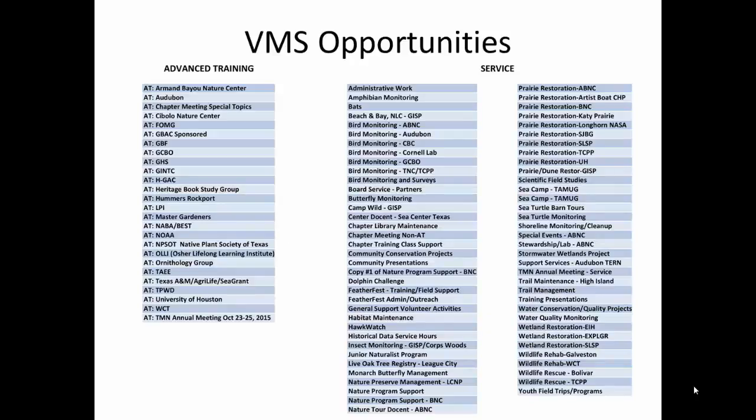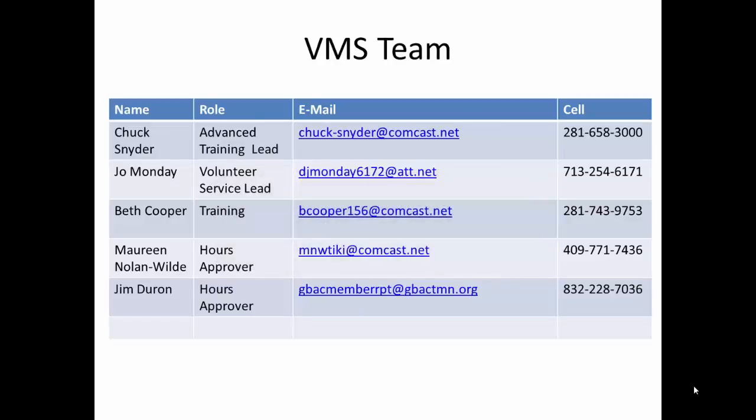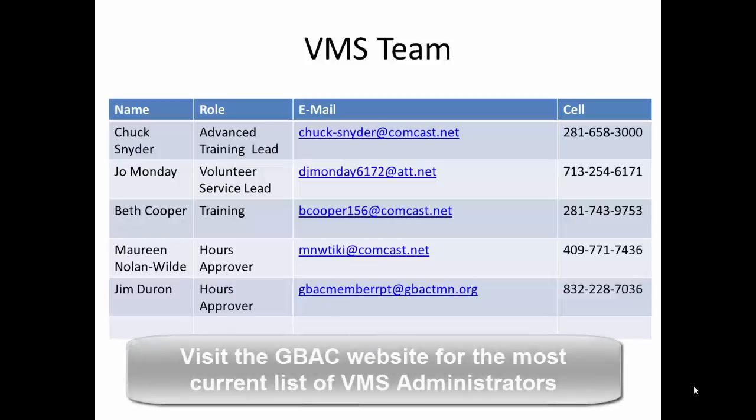These are the VMS opportunities. The first column has all the advanced training, and you can see that each opportunity begins with an AT:. The next two columns are volunteer service opportunities. Now, this list will change as new opportunities become available due to the different types of work that we keep doing in the chapter. This is the name and the point of contact for the VMS team. If you have problems or questions on the VMS system, please contact one of these individuals and we'll be more than happy to answer your questions.